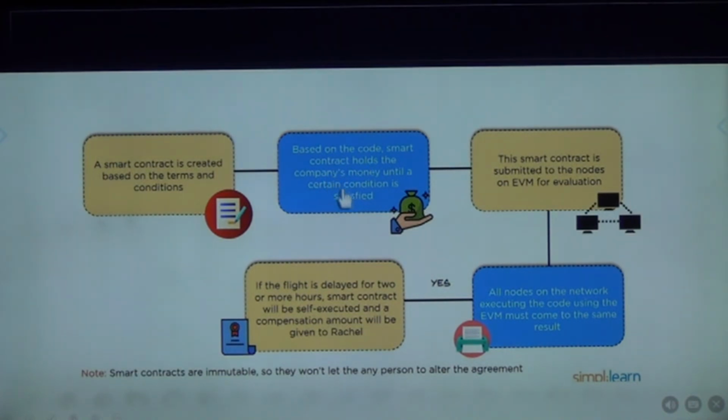Based on the smart contracts, the company holds the money until a certain condition is satisfied. This smart contract is submitted to the nodes on Ethereum virtual machine. Okay, this Ethereum virtual machine, what is a virtual machine? Virtual machine, you can have multiple machines on a single computer. Okay, it behaves like a machine. So for example, if you are running Ethereum and you have 10 contracts, and every contract has to run a piece of code, so it'll create 10 virtual machines, and each contract will be running on its virtual machine.